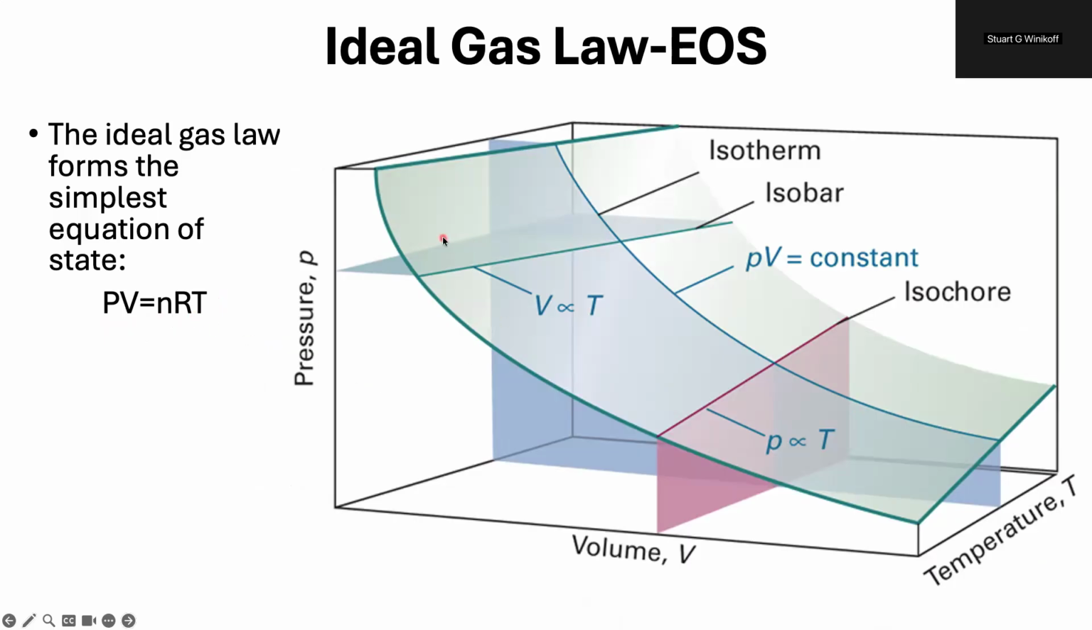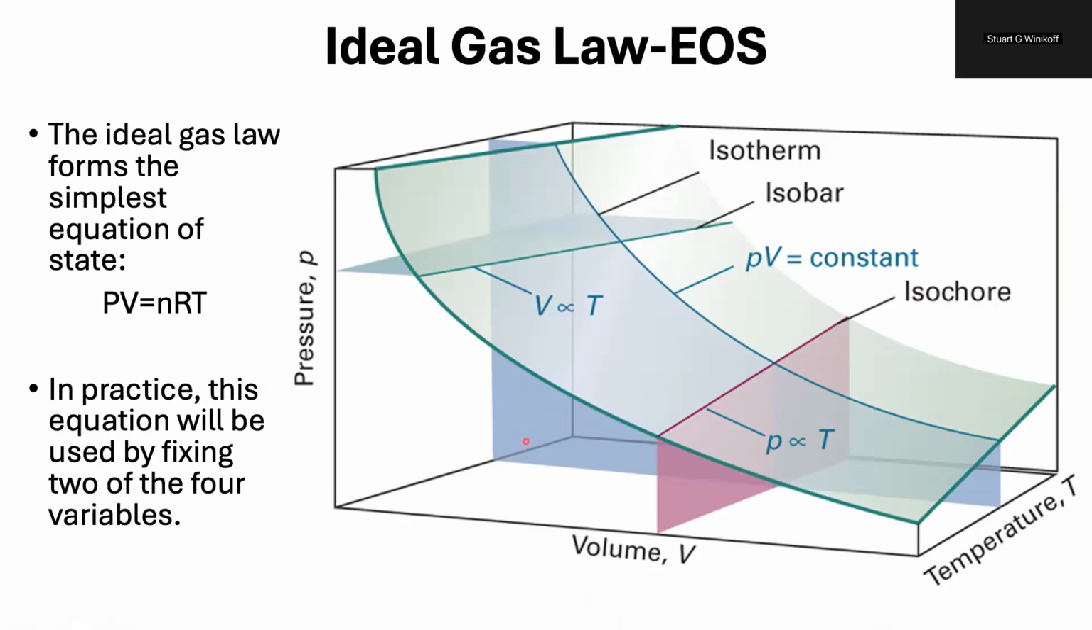The problem is when we do this, we develop a three-dimensional surface. And it turns out three-dimensional surfaces are not necessarily the easiest thing to work with. So in practice, since we've already fixed the moles, we're often going to end up fixing a second variable. And depending on which variable we fix, we'll end up with different sets of equations. So for example, I can go ahead and fix the pressure. I can keep the amount of pressure in a system constant.